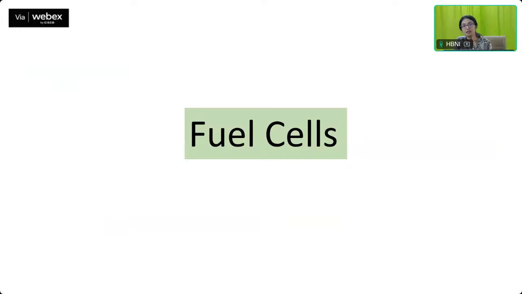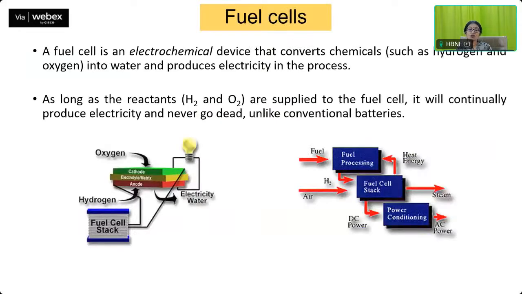So coming now to the last part of our energy storage materials, which is the fuel cells. So what is the fuel cell? As I said, in capacitors the power density is very high. In case of battery, we have an optimum of energy density and power density. Neither of them are too high or too low. But in case of fuel cell, what you have is something which has a very high energy density. So fuel cell is an electrochemical device that converts chemicals such as hydrogen and oxygen into water, and it produces electricity in the process.